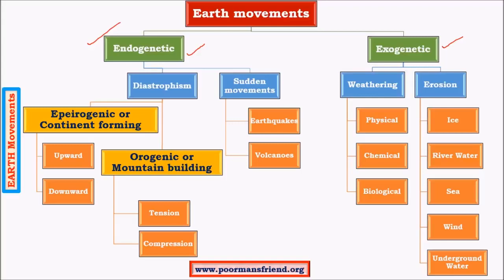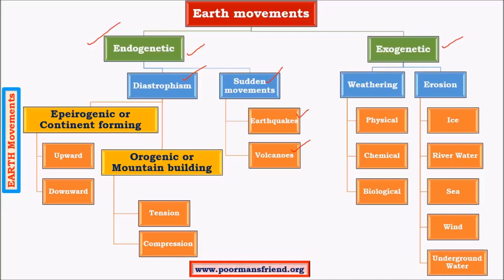And in endogenetic movements, we'll see what are diastrophic movements and then sudden movements. So sudden movements, as the name itself suggests, are sudden in nature, like earthquakes and volcanoes. And diastrophic movements are slow movements, where they happen for millions of years, and the changes they bring in are significant, but they take place very slowly.